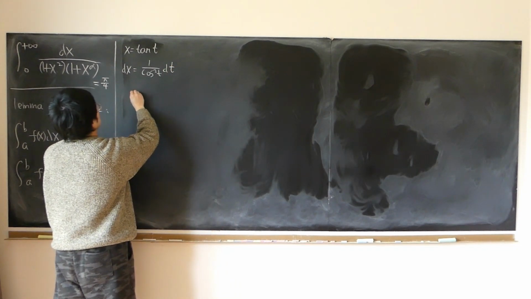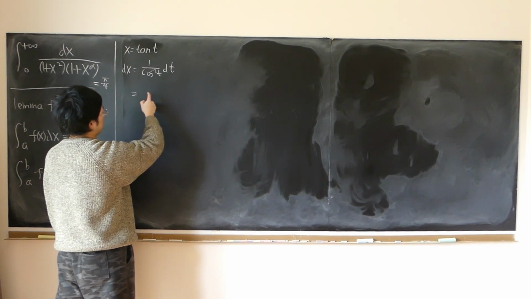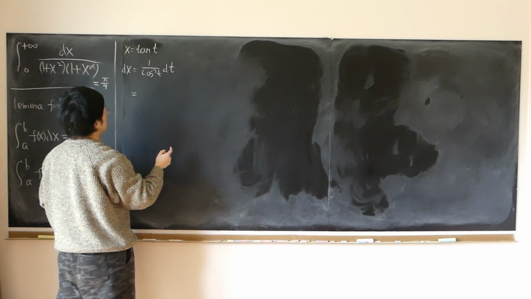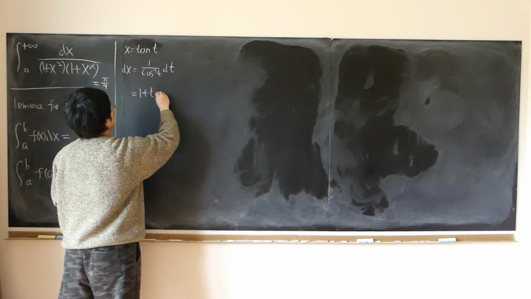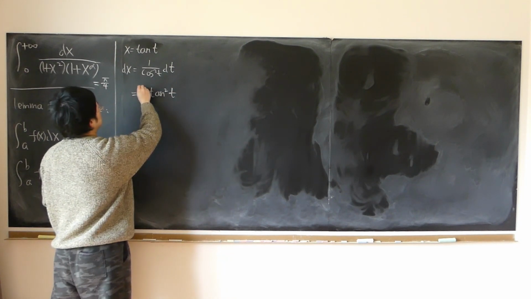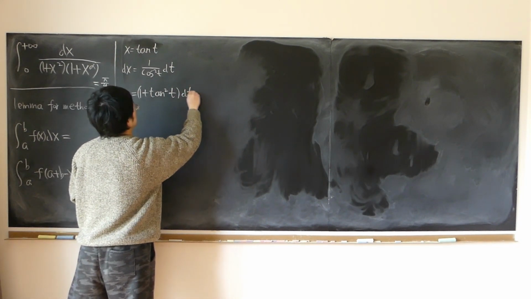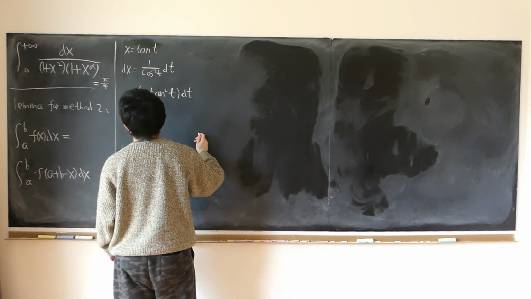That is, 1 is sine squared over cosine squared, we can split the fraction, we have 1 plus tangent squared t dt. So in that case, what is my original integral?